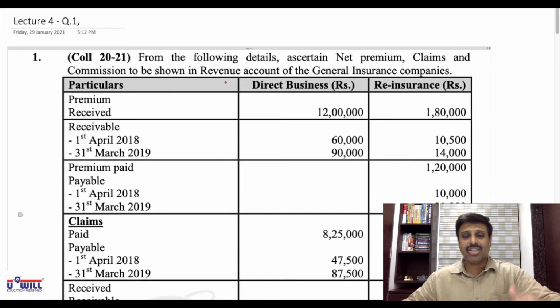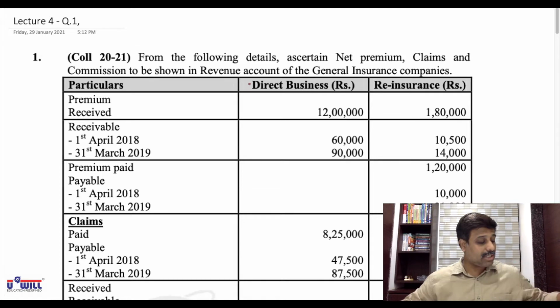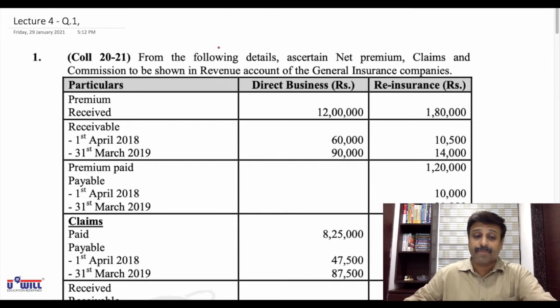In the next lecture, we'll take revenue account plus profit and loss account. And then in the concluding lecture, the last lecture, we'll take revenue account, profit and loss account and balance sheet. So in today's lecture, the complete focus will be on understanding the preparation of revenue account. All of you take out question number 1 of general insurance company and be attentive.